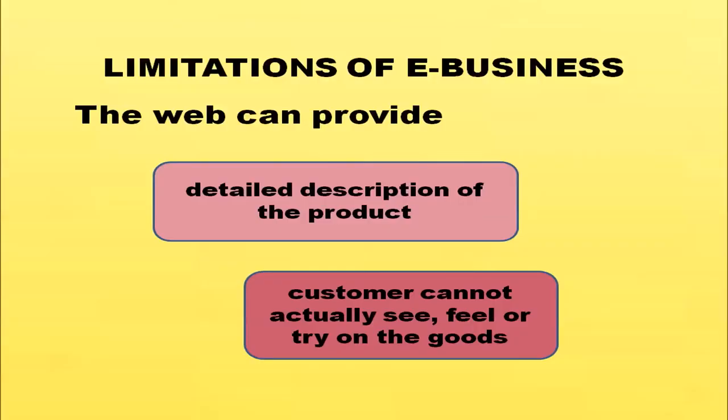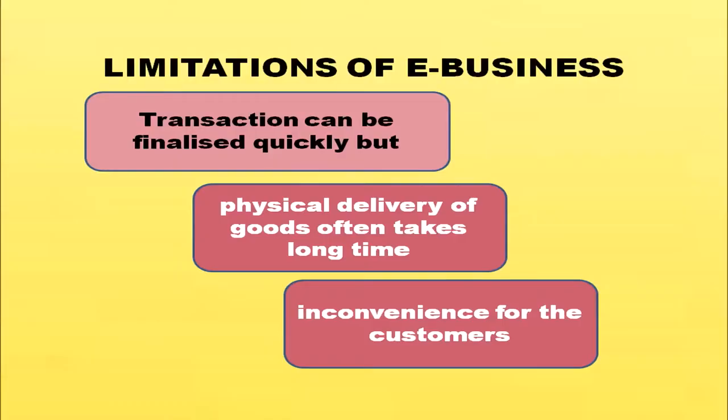Usually, e-commerce or the internet will provide a detailed description of the product, but customers cannot actually see that product or feel that product or try that product before they are buying. That is the limitation of e-commerce. Usually, in the case of e-business, transactions are finalized very quickly, but physical delivery of goods often takes a long time, and sometimes it is inconvenient to the customers because of the delay in the delivery of the goods.